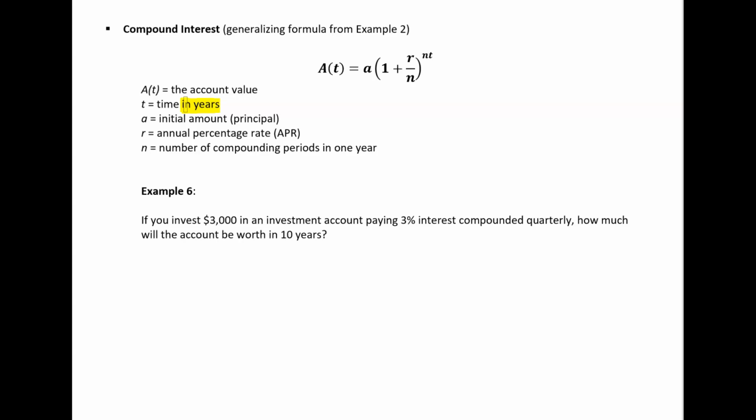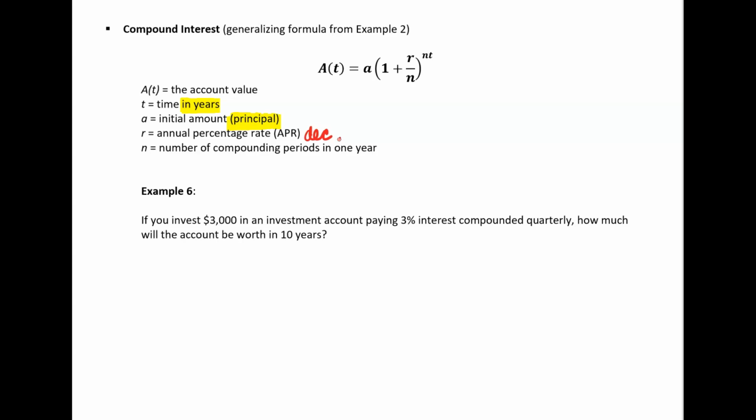A is your initial amount. It's considered your principal. It's the amount you borrow or invest. So if you're investing in something, that's your lowercase a, your initial amount. If you're purchasing, such as a car or a home, that would be your initial purchase. R is your annual percentage rate. This always needs to be written as a decimal, just like what we did in previous problems, so make sure of that. And n is the number of compounding periods in 1 year.